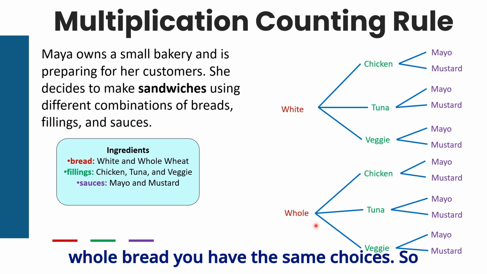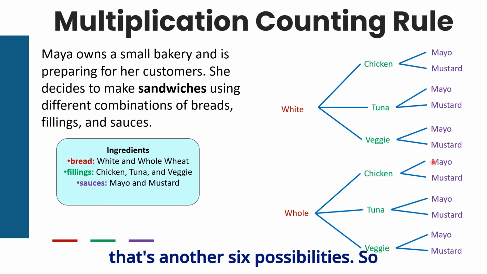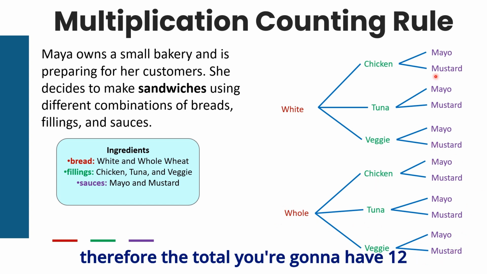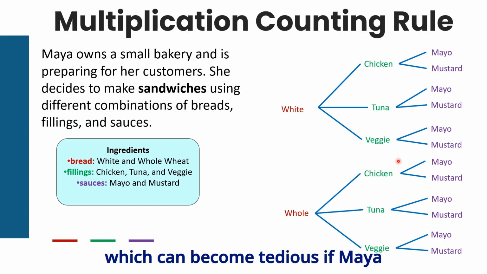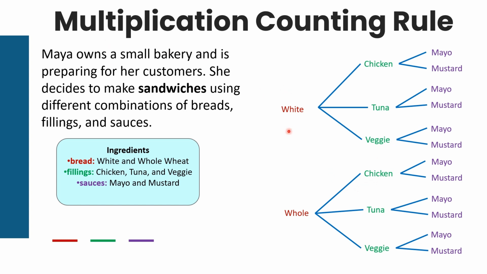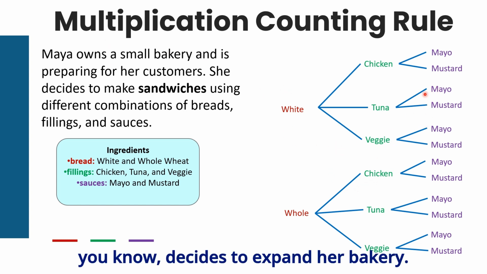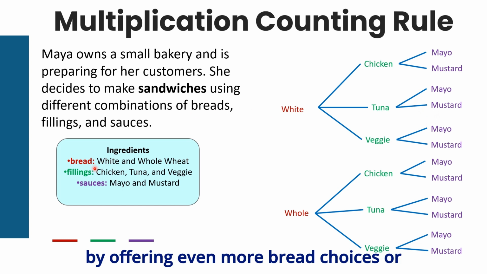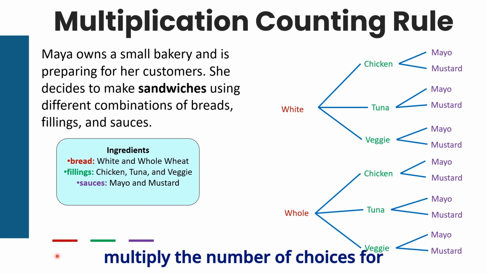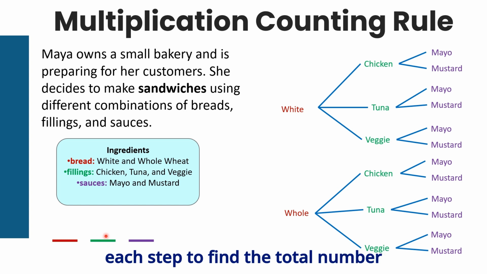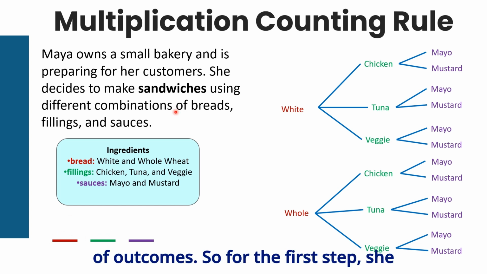So therefore, with the whole wheat bread, you have the same choices. So that's another 6 possibilities. So therefore, in total, you're going to have 12 unique sandwiches that Maya can make. So instead of listing them all like this, which can become tedious if Maya decides to expand her bakery by offering even more bread choices or more fillings or more sauces, the faster way to do it is to multiply the number of choices for each step to find the total number of outcomes.